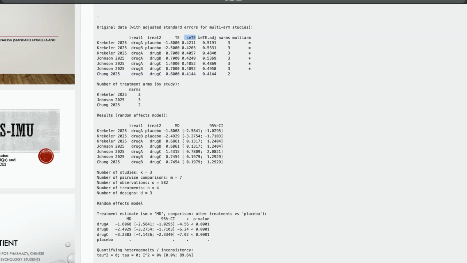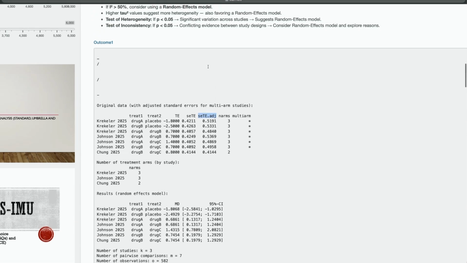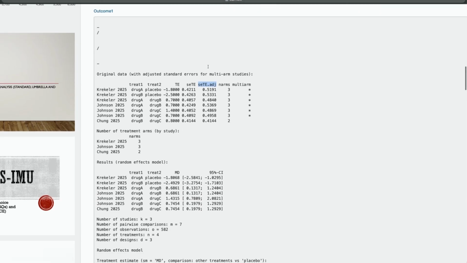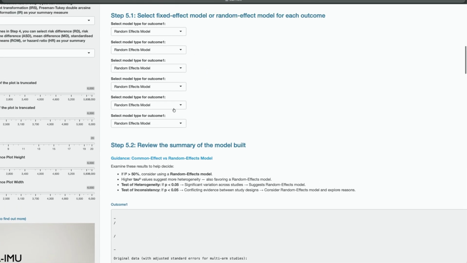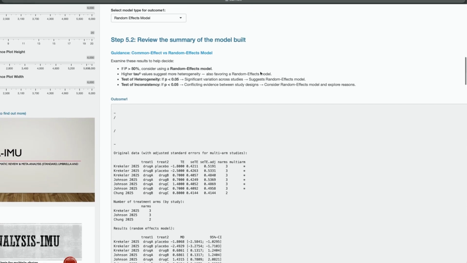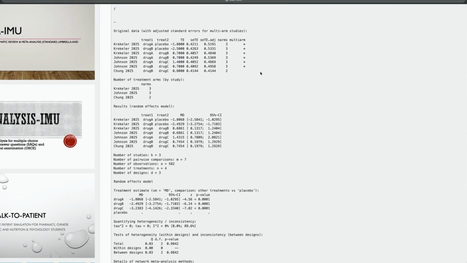SETE adjusted is the adjusted standard error which the app automatically calculates for multi-arm studies to prevent double counting the shared placebo group. Before running the model, you choose between a common effect model and a random effects model. A common effect model assumes that all studies are estimating the exact same true effect, and any differences between them are purely due to random chance. A random effects model assumes that the true effect varies from study to study due to differences in populations, dosages, or settings. It accounts for both within study and between study variance.